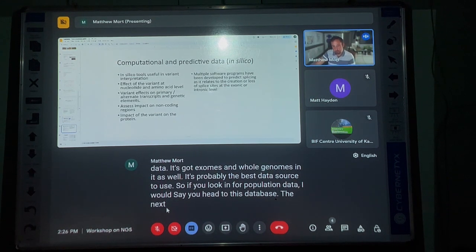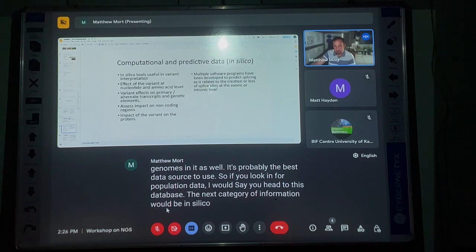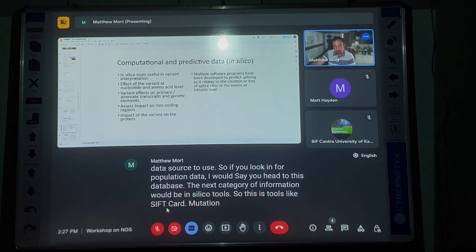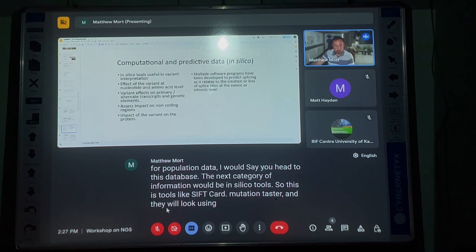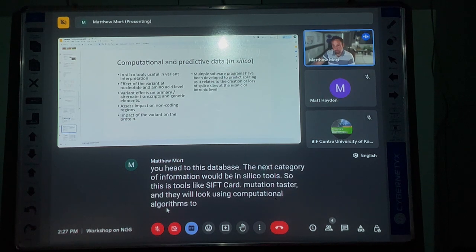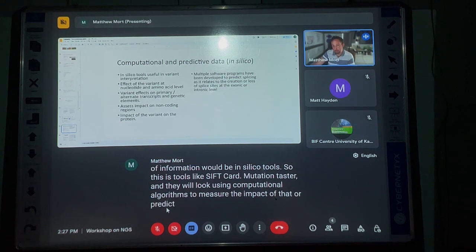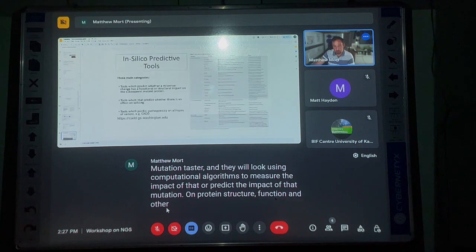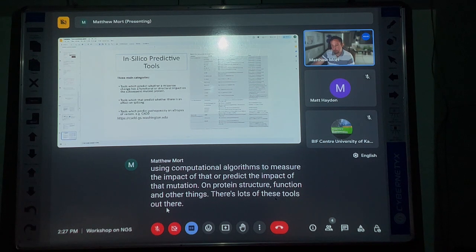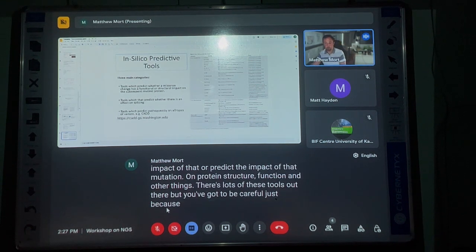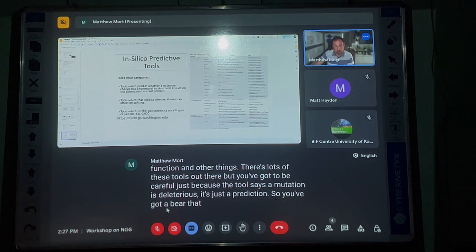The next category of information would be in silico tools. This is tools like SIFT, CADD, MutationTaster, and they use computational algorithms to measure, or predict, the impact of that mutation on protein structure, function, and other things. There are lots of these tools out there, but you've got to be careful. Just because a tool says a mutation is deleterious, it's just a prediction, so you've got to bear that in mind. They're not always correct.